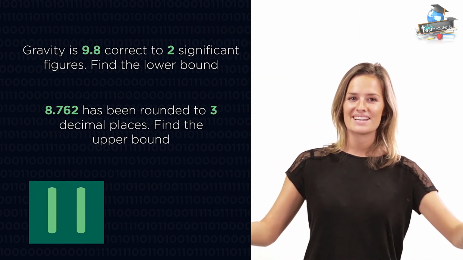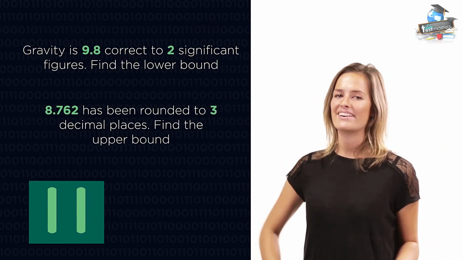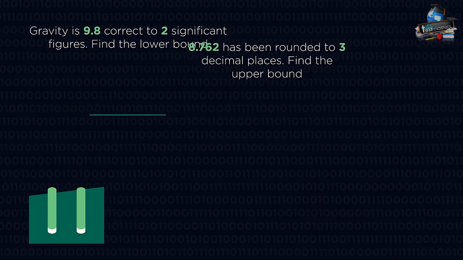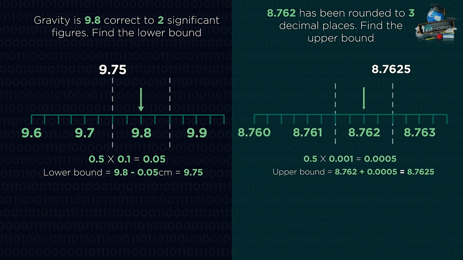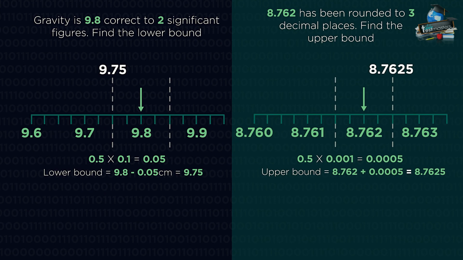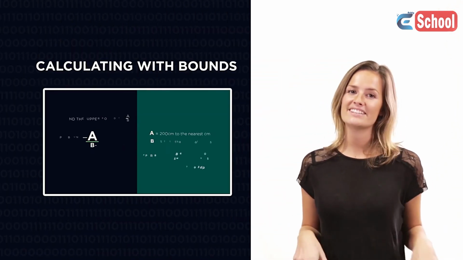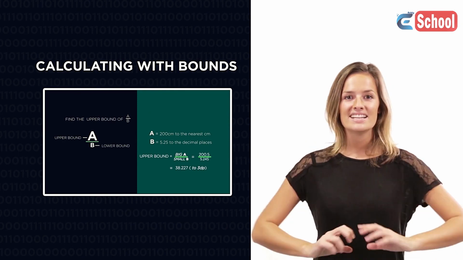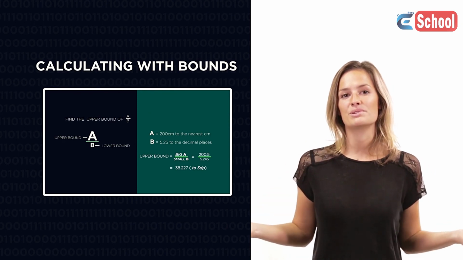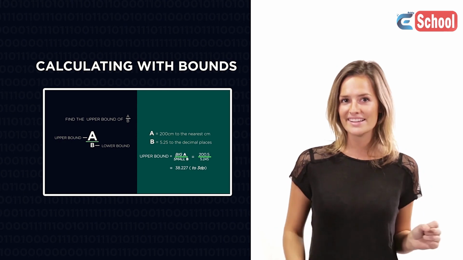So give these questions a go. Pause the video, work them out and click play when you're ready. Did you get them right? So there we have bounds. Just remember to half the degree of accuracy and you'll have no problems. In part 2, we're going to look at how to calculate the bounds to get either the biggest possible or smallest possible answers.